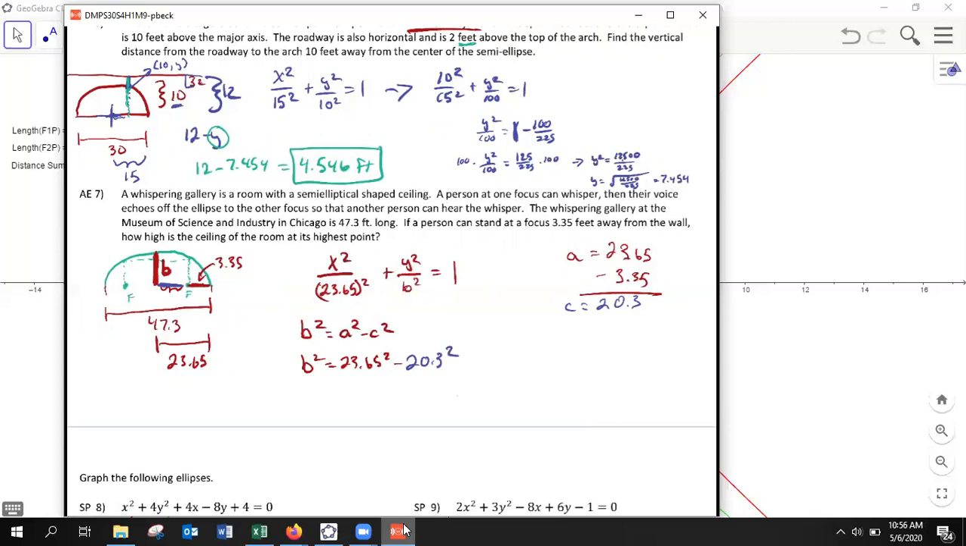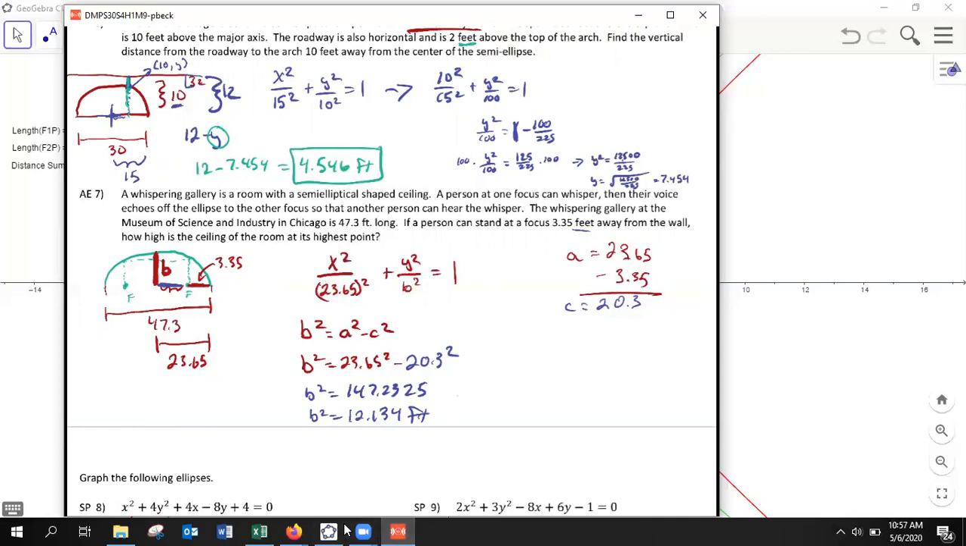Now in this case, we actually didn't need the equation, but it's still kind of fun to have anyway. So I'm going to do this work in the calculator. Once again, I really wish that this was on the screen so you could see it, but alas, it is not. 23.65 squared minus 20.3 squared. So b squared ends up equaling 147.2325. And then when I take the square root of that, b is 12.134. And what are our units? Feet.